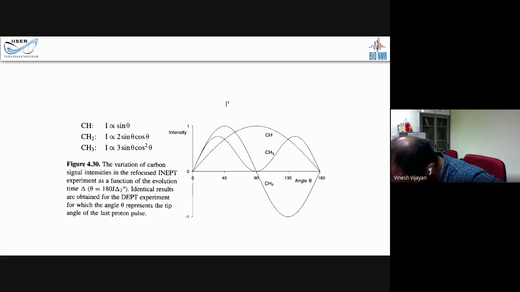So it's very easy to remember also. I is sine theta. For CH2, you add a cos theta to it. So sine theta cos theta. For CH3, you add one more cos theta to it. So sine theta cos squared theta. Okay. And then you add the ratio 1, 2, 3.